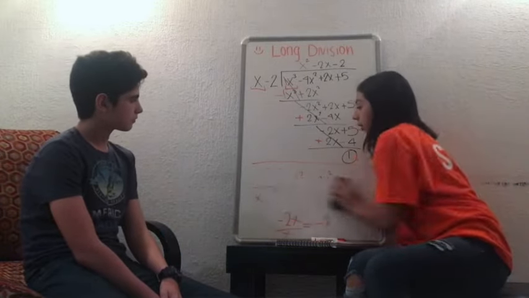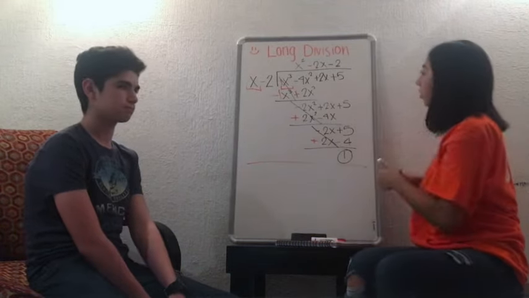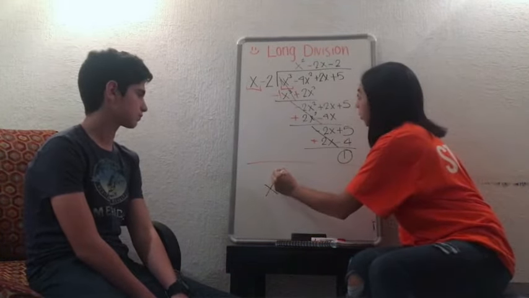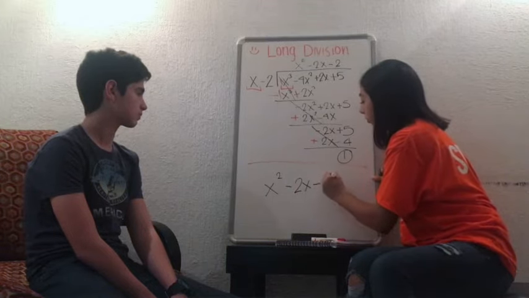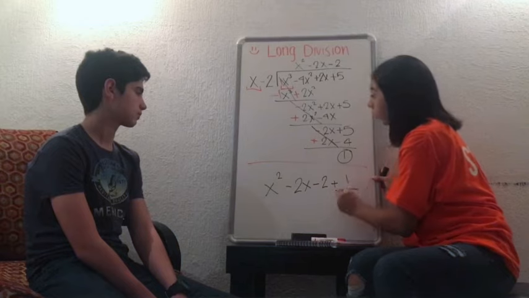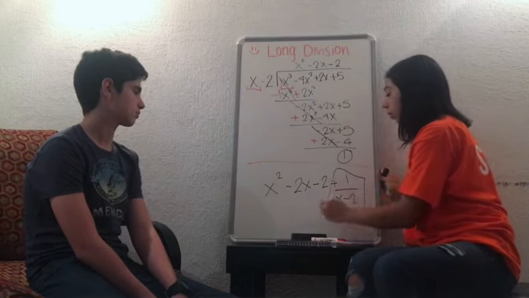So at the end, we've got as an answer x squared minus 2x minus 2 plus 1 divided by x minus 2. And well, remember that this 1 would be our remainder.